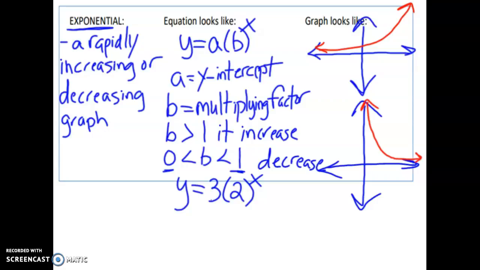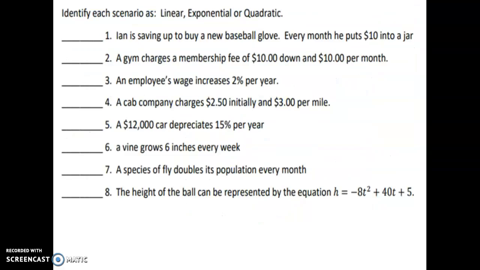Now let's not forget that this one right here is the y-intercept. And again, if that's 0, that's a little bit above 0. Okay? If you have any questions about that, please let me know.